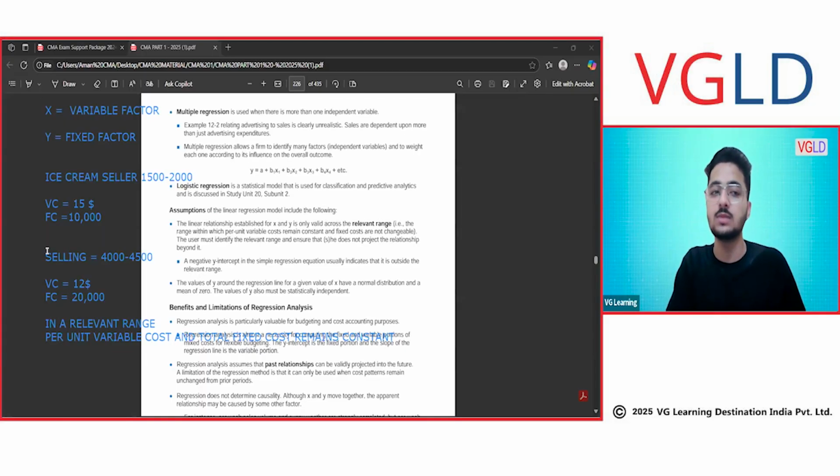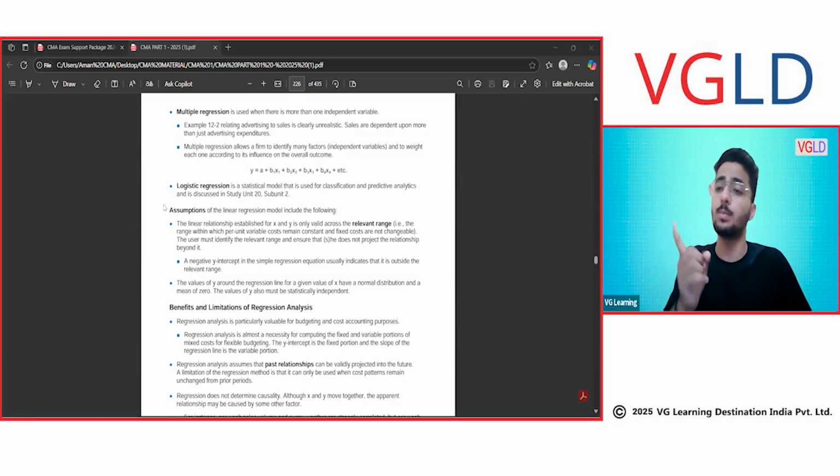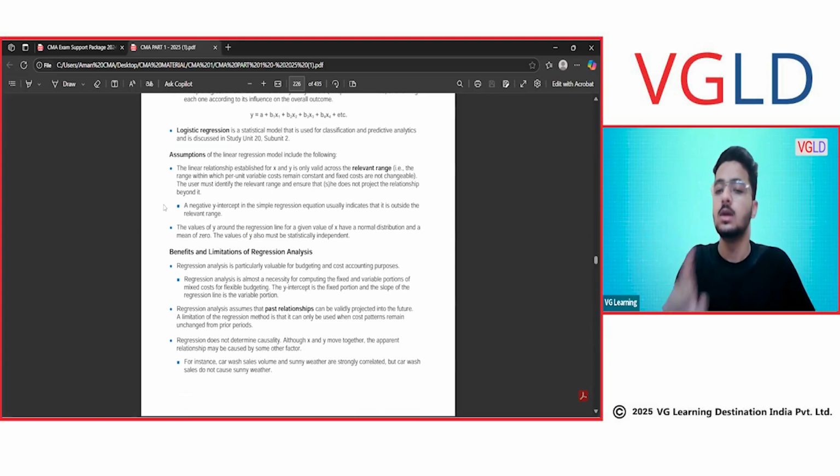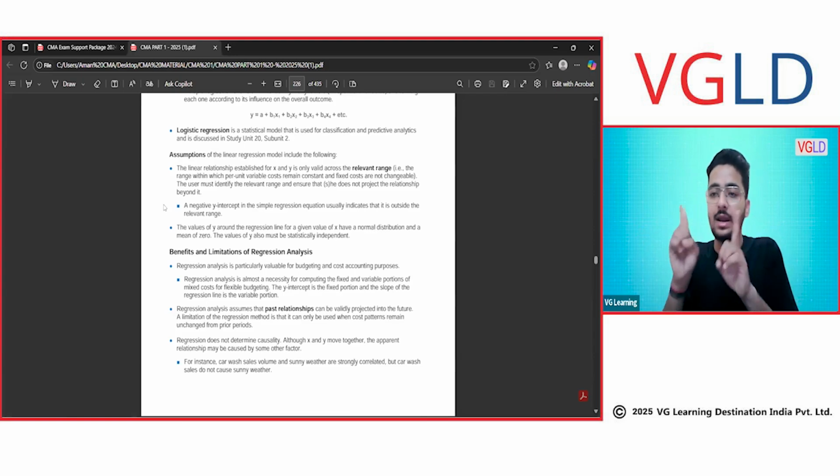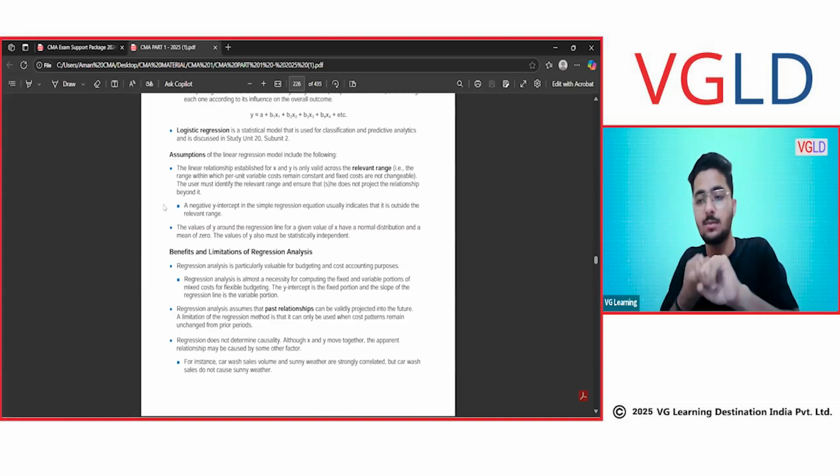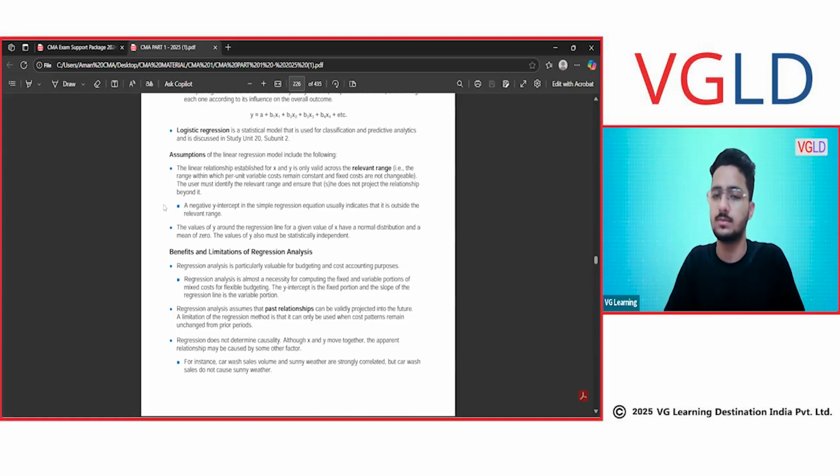So this is what your assumption is. Under your relevant range, your per unit variable cost remains constant and total fixed cost remains constant. That's the first thing. Second assumption is that X is independent and Y is dependent on X. Y will only and only be dependent on X, but X is not dependent on Y.